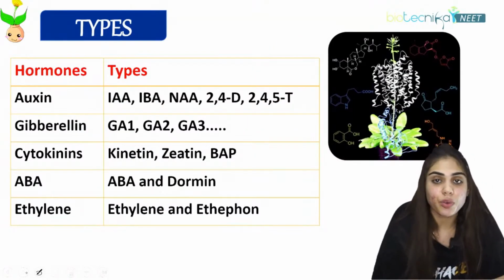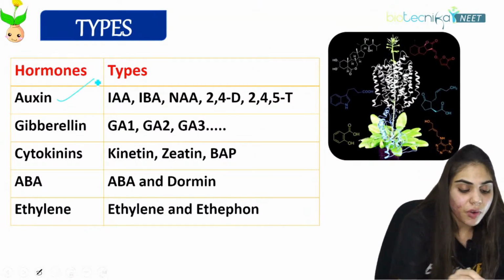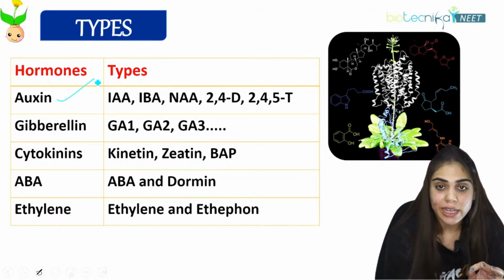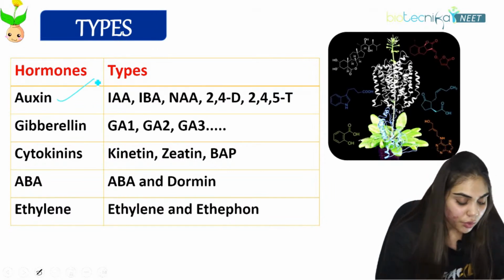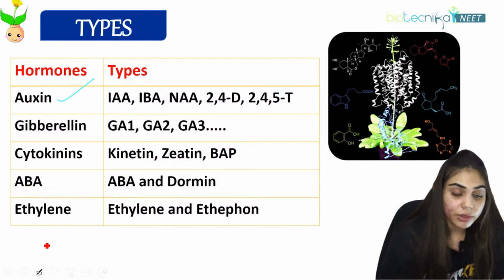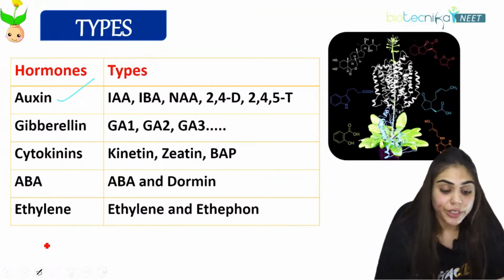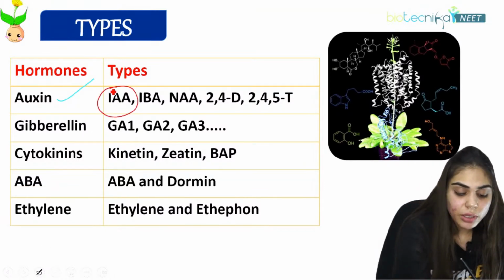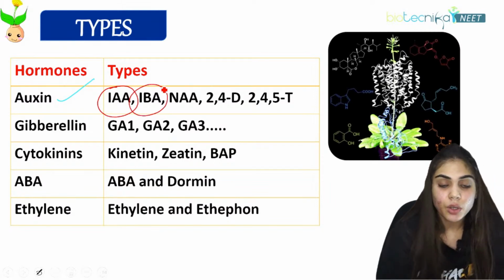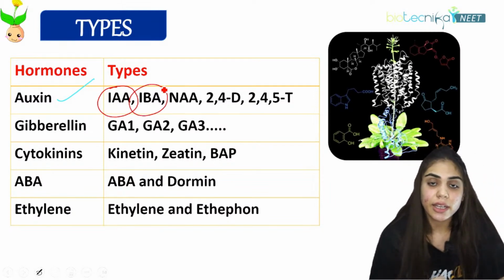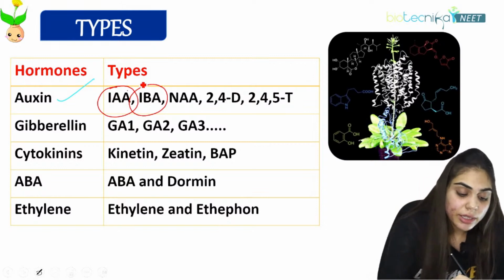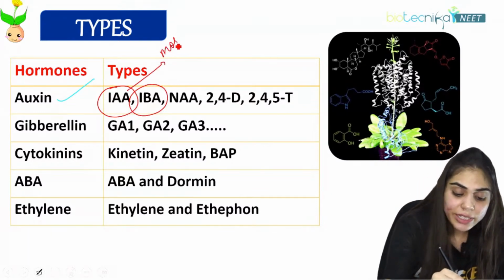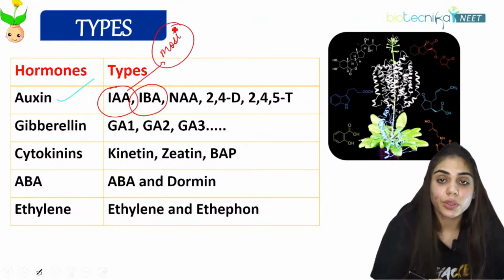Now, what are the types of hormones? We all know that for auxin, there are different kinds of natural as well as synthetic hormones. When I'm focusing on natural, those of natural origin, what we have are IAA and IBA. What is IAA? IAA is indole acetic acid. This is the most extensively used auxin for plant growth culture.